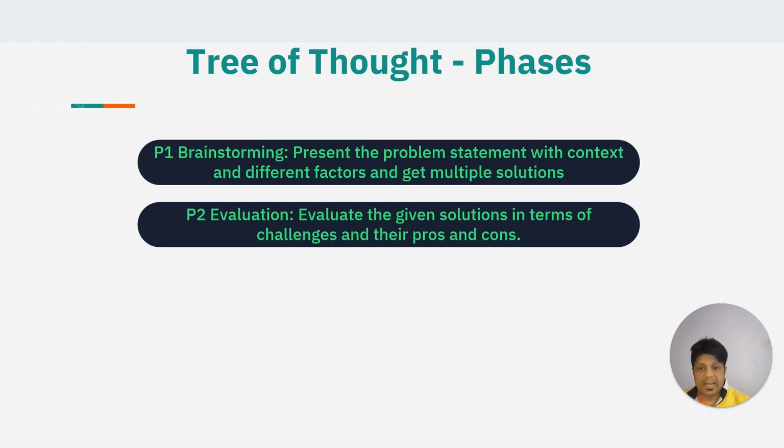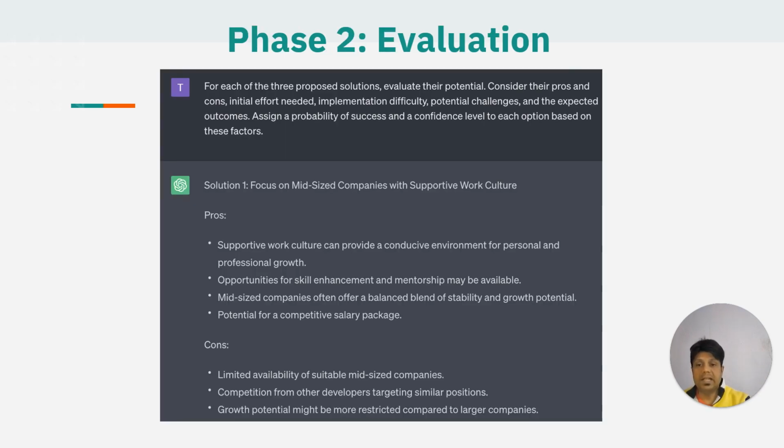Now, what is the second phase? The second phase is the evaluation phase, where you ask ChatGPT to evaluate all the solutions which it has generated in terms of challenges and their pros and cons. So for each solution, you want ChatGPT to recommend what are the pros and what are the cons. So let's understand this. For solution 1, it came up with the solution that focuses on mid-sized companies with supportive work culture, right? And then it also specified what are the pros of working with a mid-sized company with supportive work culture and what are the cons of the same.